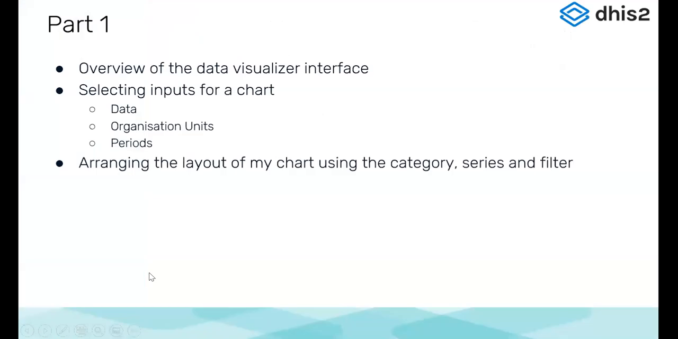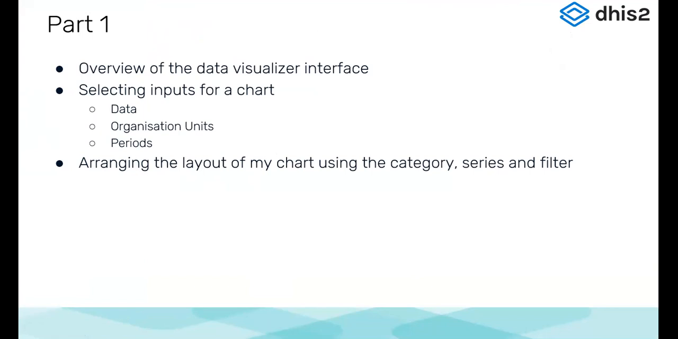Okay, going back to the objectives of the day. What we covered in part one was the overview of the data visualizer interface. We quickly recapped what we did in the pivot table sessions yesterday. Then we went through different charts and the inputs for a chart: data dimension, organization units and periods. And also how to rearrange the layout of the chart using category, series, and filter. So we defined category, series, and filter.